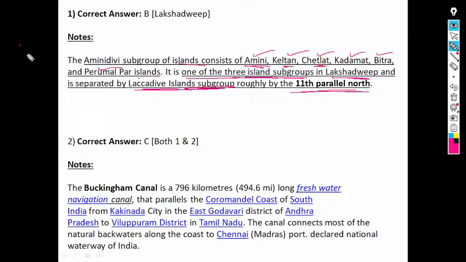If I draw a diagram here, it will be more clear. This is your Sri Lanka, this is your subgroup of islands, this is your Amini group of islands, or we can say this is your Lakshadweep. It has 3 island subgroups, separated by roughly the 11 parallel line. This one, the 11 parallel line, separates your Lakshadweep from your Maldives.